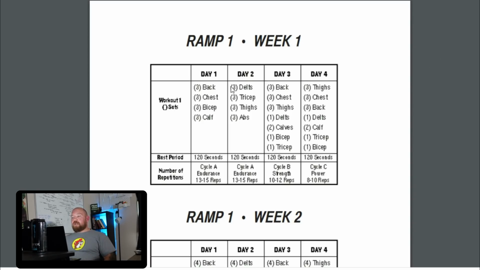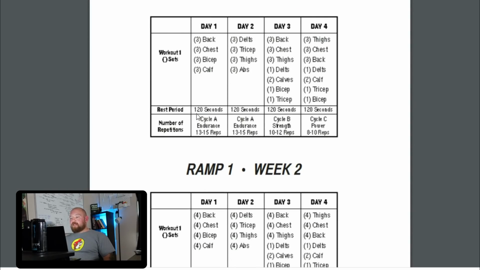So ramp 1 starts you at 3 working sets across all these exercises. And again, you see relatively high frequency. Rest periods are fixed at 2 minutes here. And there's an undulating periodization approach. So each day changes the range from 13 to 15, 10 to 12, 8 to 10. So you're working across different thresholds, but the rest periods are fixed at 2 minutes.